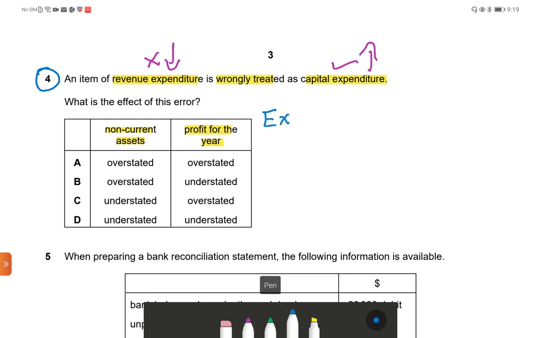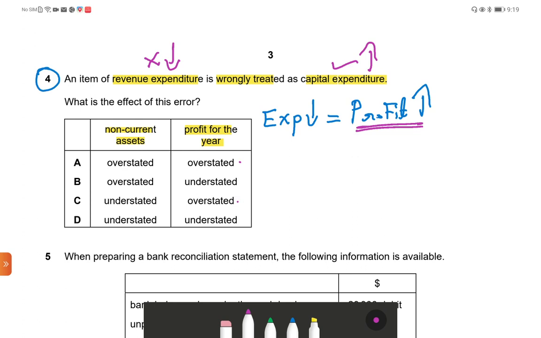Expense understated means profit is overstated. When the expense is less than the actual, profit will be more than the actual. So profit is overstated. We have option A and C with profit overstated.